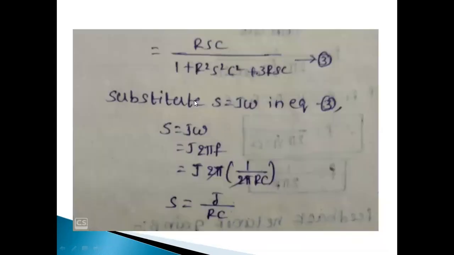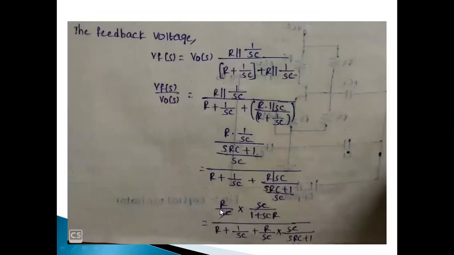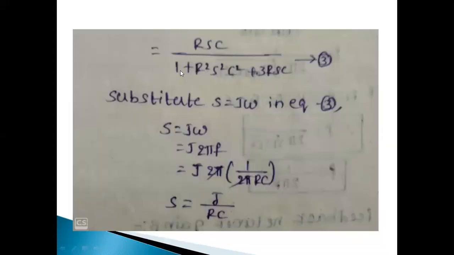Next, finally, if we simplify the equation, then we have RSC by 1 plus R square S square C square plus 3 into SRC. If you simplify this equation, then we have the final equation. At the numerator, we have RSC, because this term and this term will be cancelled if you take the LCM at the denominator. We have SC as LCM at the denominator, and that will be shifted to the numerator. So at the numerator we have RSC, and at the denominator we have 1 plus R square C square S square plus 3 into SRC.